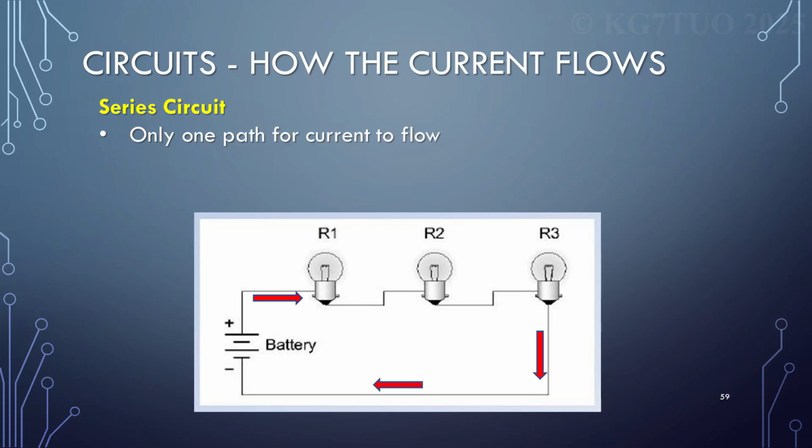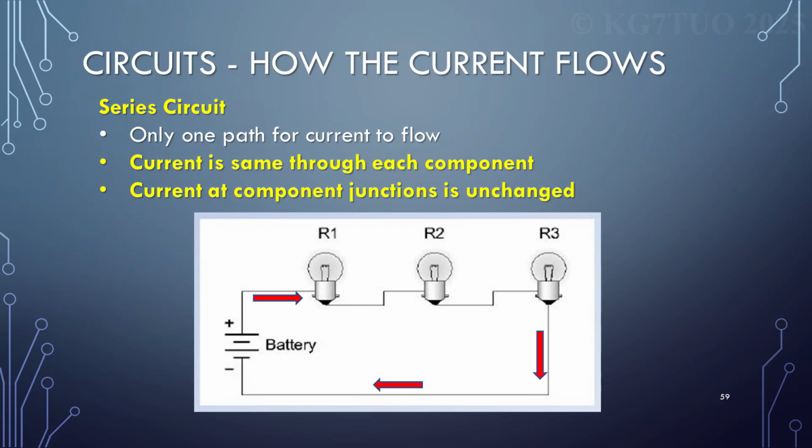There's only one path for current to flow. The current is the same through each component. So in a series circuit, the current is the same through each component. Everywhere in that circuit, the current is the same. And the current is the amperage. How many amps or milliamps or whatever. Current at the component junctions is unchanged.